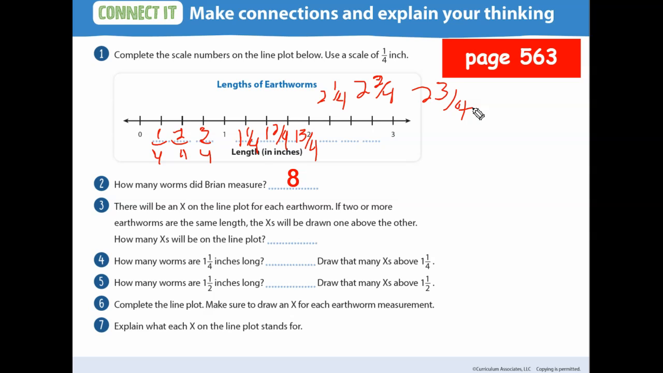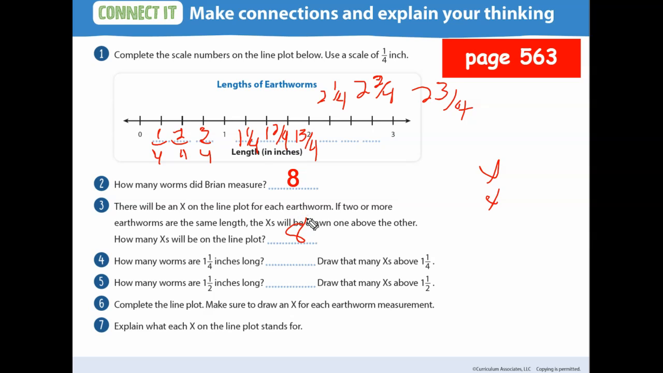It says there will be an X on the line plot for each worm. If 2 or more worms are the same length, the X's will be drawn one above the other. So like this, one X right above the other. Okay. How many X's will there be on the line plot? You just said it. How many X's altogether? 8.